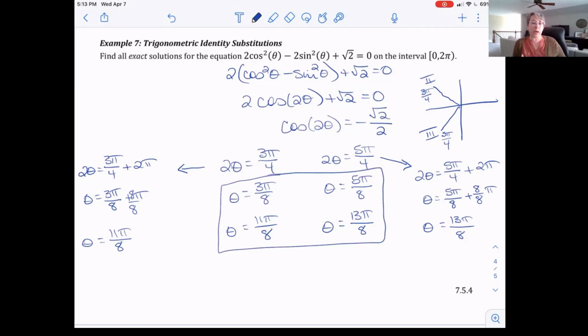We have to be careful whenever we're dealing with double angles or even half angles to make sure that if we went out another period, that we're not missing some of those extra answers.